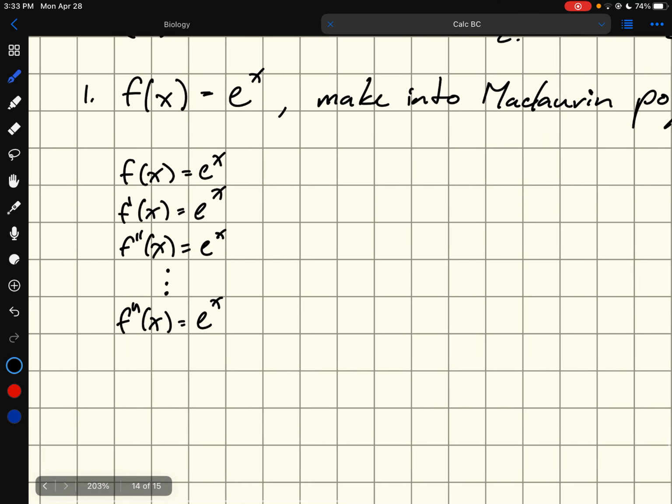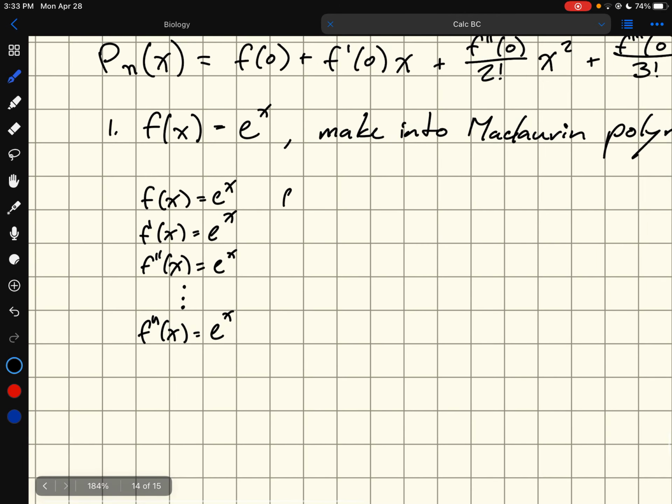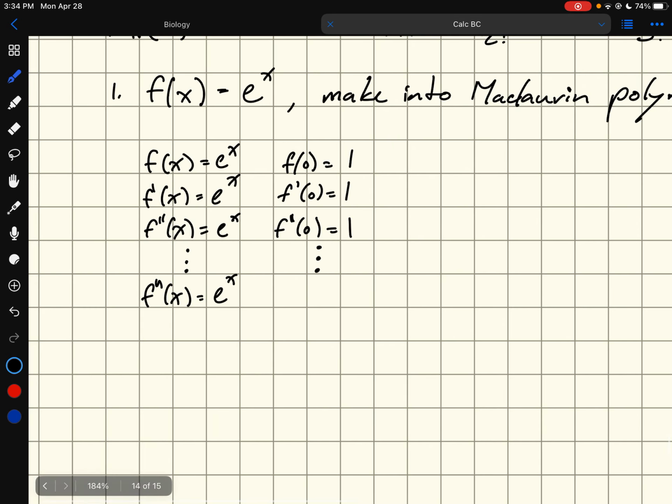Okay, and then it's a Maclaurin polynomial, so in all of these you're going to be plugging in a 0. So f of 0 is just 1, because anything to the 0th power is 1. f prime of 0 is 1. f double prime of 0 is 1. So no matter which derivative, when you plug in a 0, you're always going to get a 1.